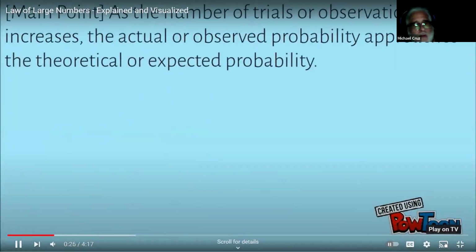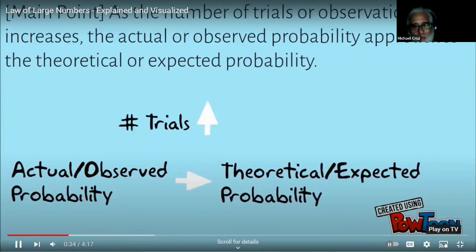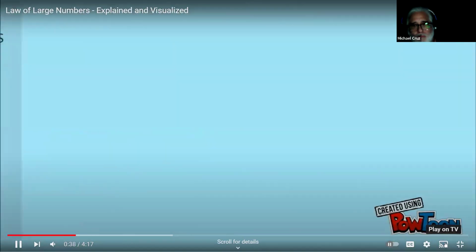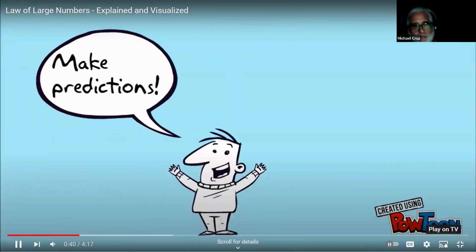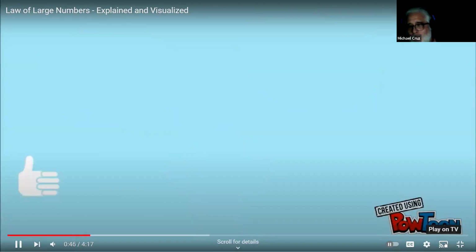The law of large numbers states that as the number of trials or observations increases, the actual or observed probability approaches the theoretical or expected probability. This is important to understand because it allows us to predict and have confidence in how events will play out in the long run. Let's take a common example, flipping a coin.